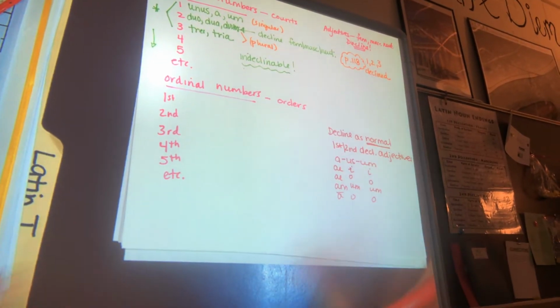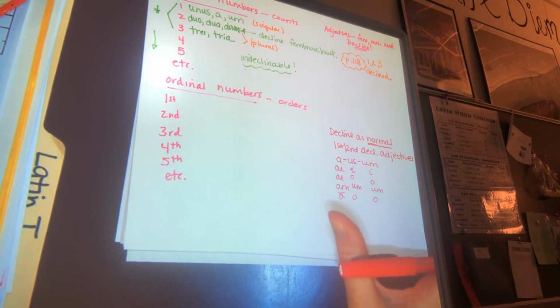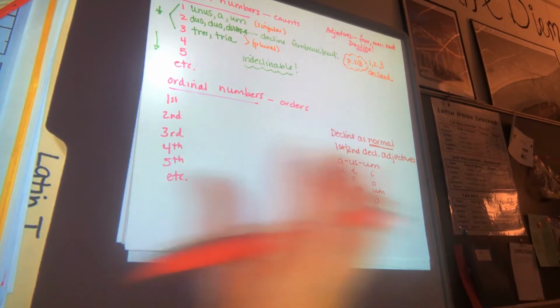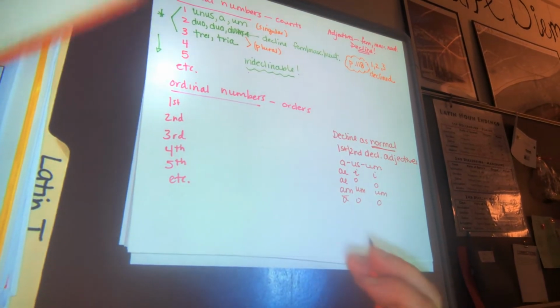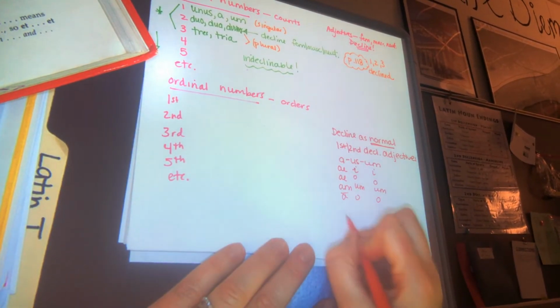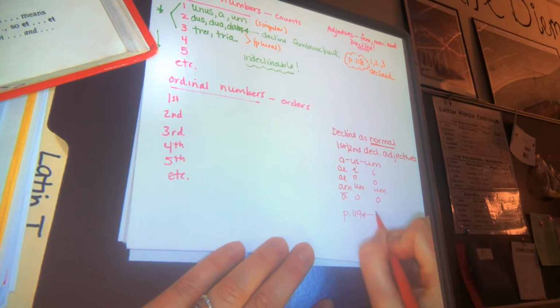Again, you know the endings. You know how to make adjectives and nouns agree. You don't know the vocab quite yet. So again, that's on page 119. We need to learn the vocab.